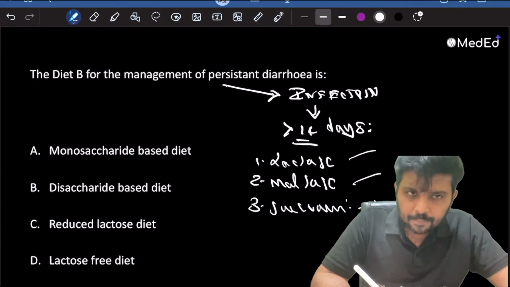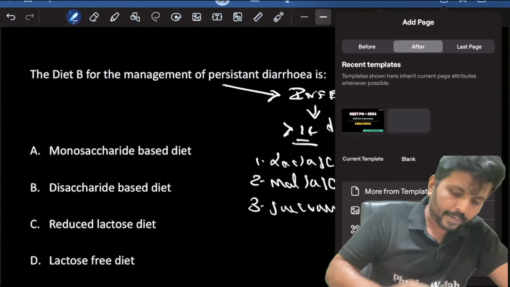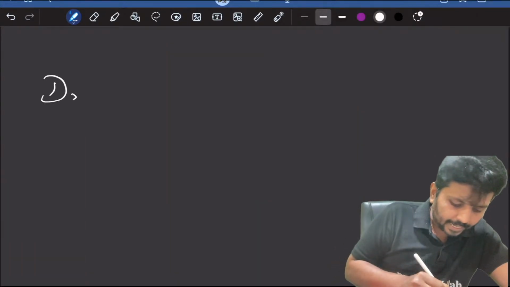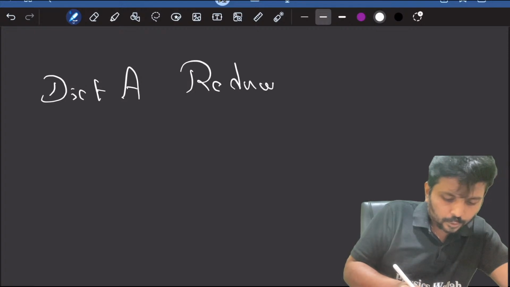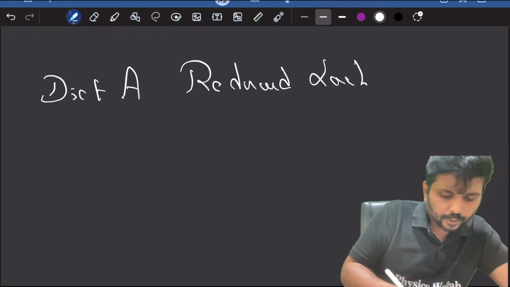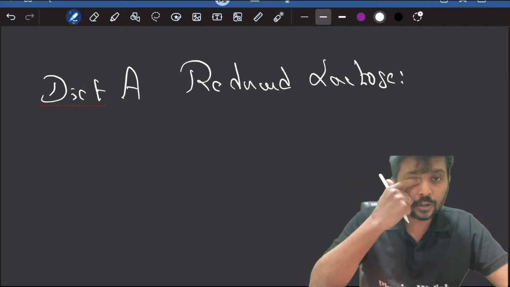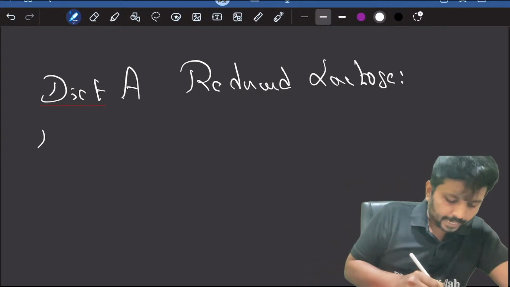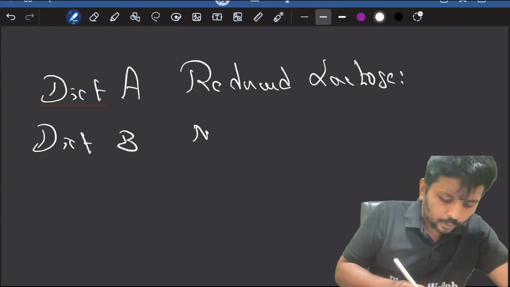What are the diet A plan, diet B plan, and diet C plan? Let me tell you. Diet A plan is a reduced lactose diet. That means you are reducing the lactose content to 50 ml per kg. That is called diet A plan. Second is diet B plan. Diet B plan means no lactose diet.